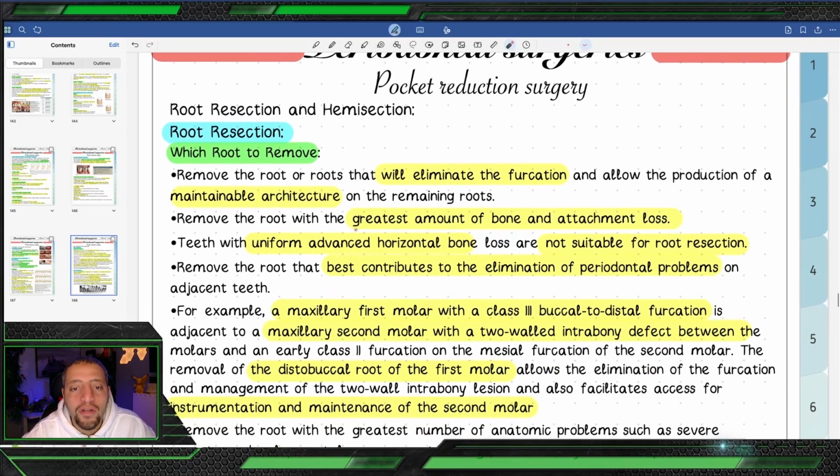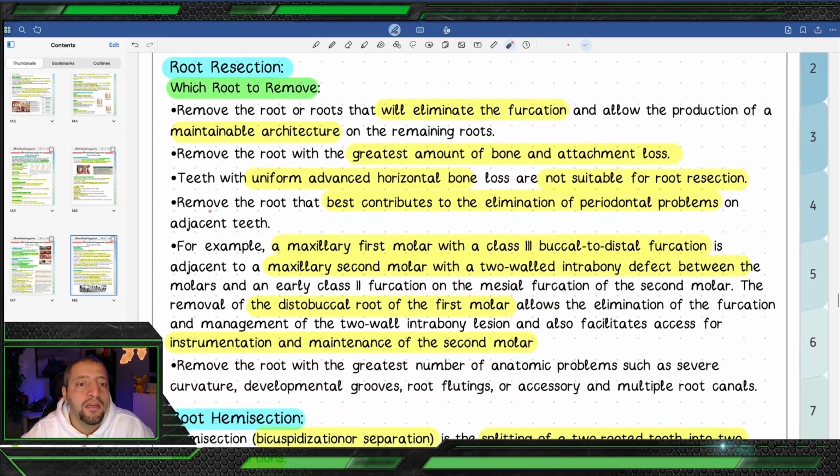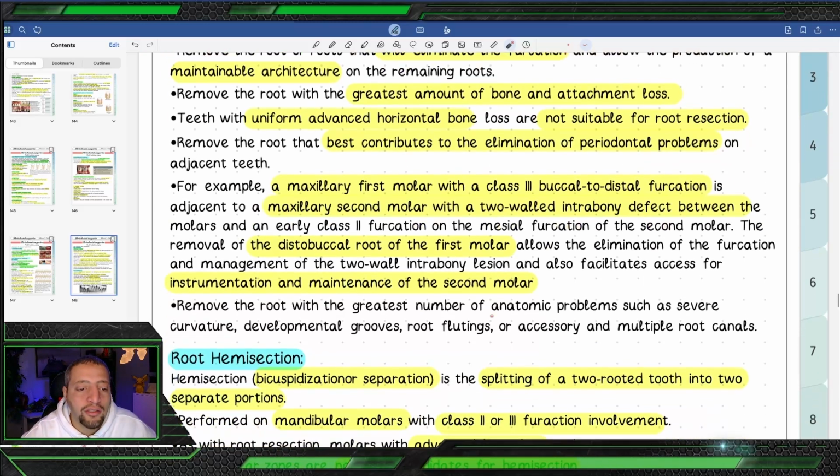We are going to remove the root with the greatest amount of bone loss and attachment loss. Teeth with uniform advanced horizontal bone loss are not candidates for this, so this tooth needs to rest in peace. Remove the root that best contributes to elimination of the periodontal problem. So we have a problem here, distal to 7 and mesial to 8, so it makes no sense to remove the mediobuccal. Here we remove the distal buccal, and this is a scenario I told you about.